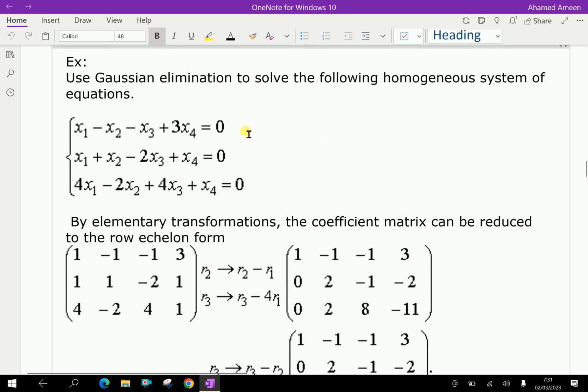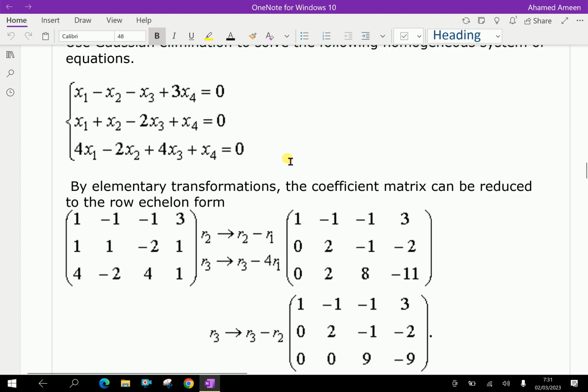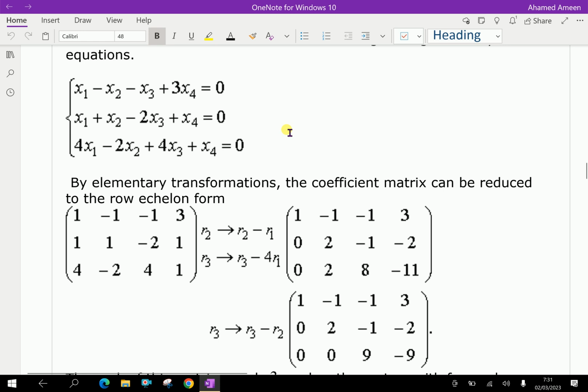Look at this example. Use Gaussian elimination to solve the following homogeneous system of equations. Here a system with 4 variables and 3 equations is given. We have to do some elementary transformations. By elementary transformation, the coefficient matrix can be reduced to row echelon form.